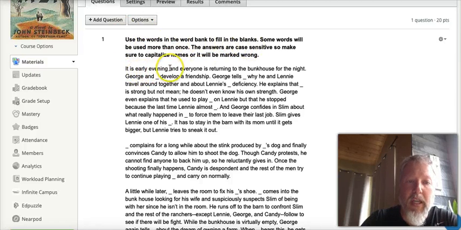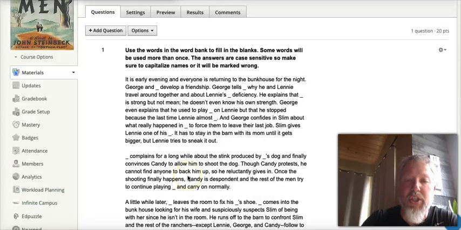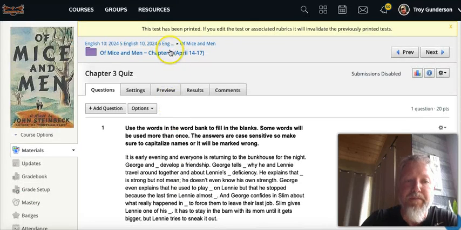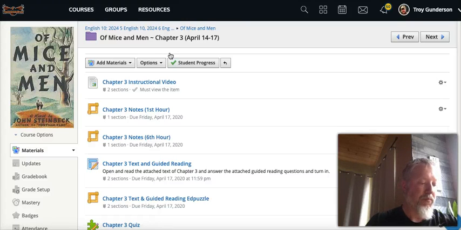It is early evening and everyone is returning from the bunkhouse for the night. George and blank develop a friendship. So you're going to have a word bank and you're going to have to figure out whose name goes in here. George tells blank why he and Lenny traveled around together and about Lenny's blank deficiency. You're going to have to put the words in there. That's the quiz this week: fill in the blank for these 3 sections, 20 points.